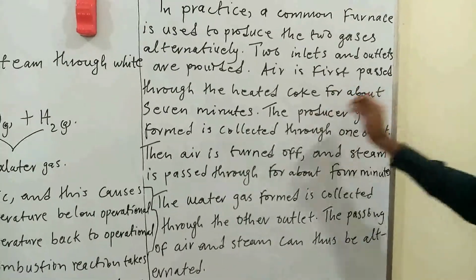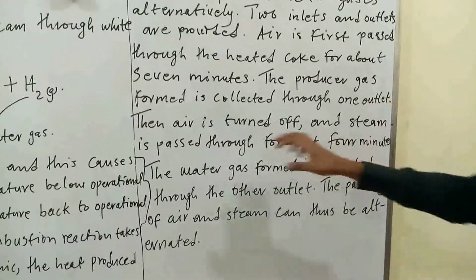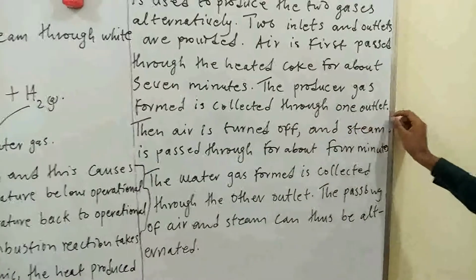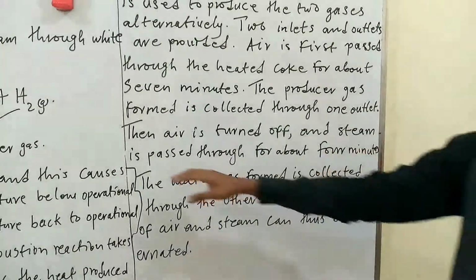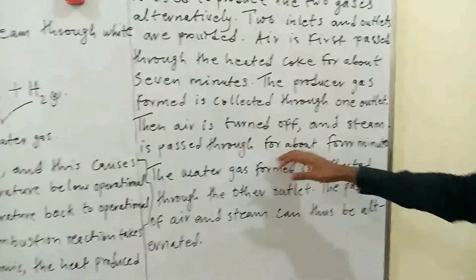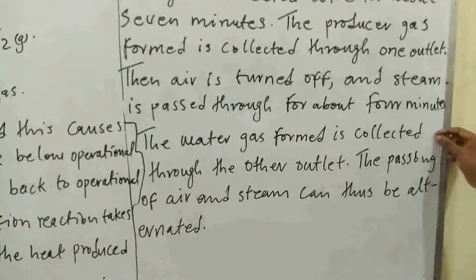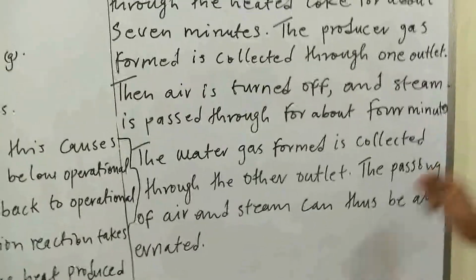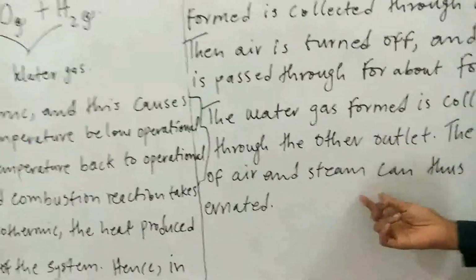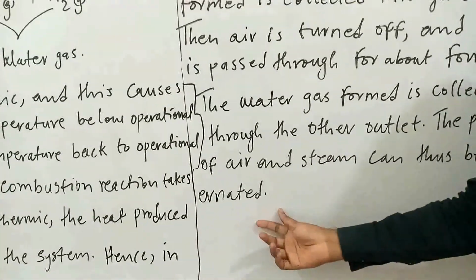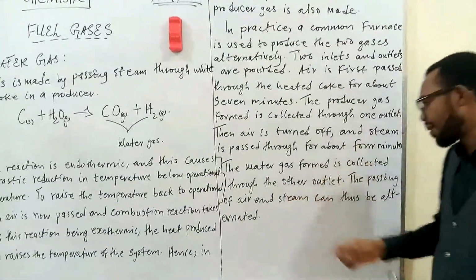Air is first passed through the heated coke for about 7 minutes. The producer gas formed is collected through one outlet. Then air is turned off and steam is passed through for about 4 minutes. The water gas formed is also collected, you see it, through the other outlet. And the passing of air and steam can thus be alternated. So we can decide to pass in air, and we can also decide to pass in steam.